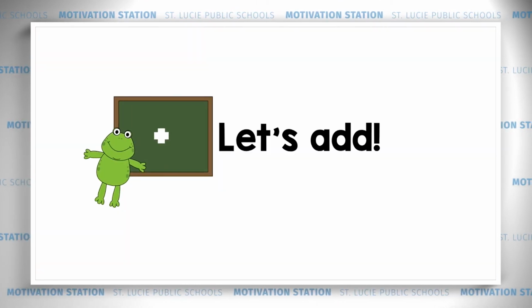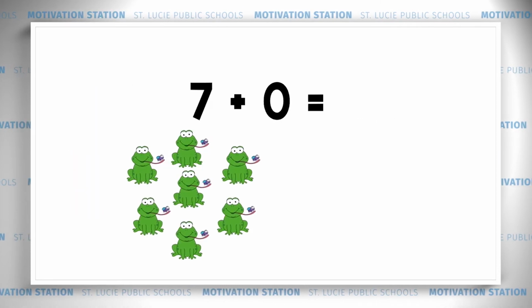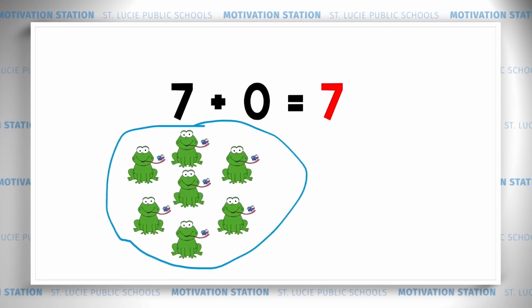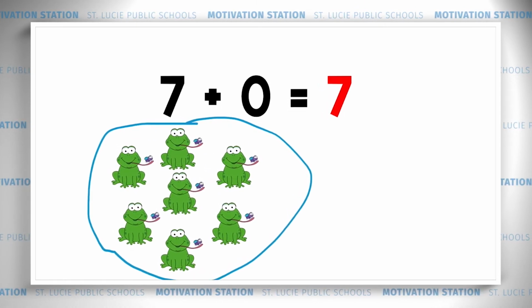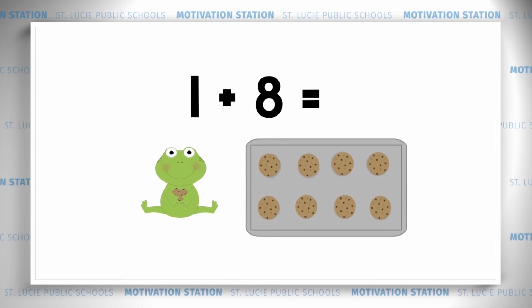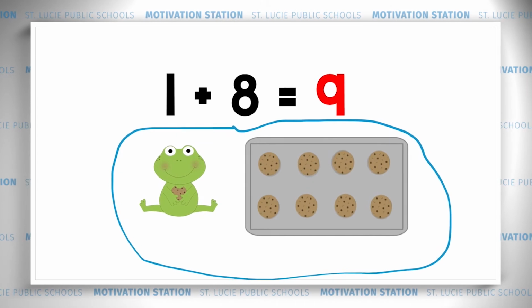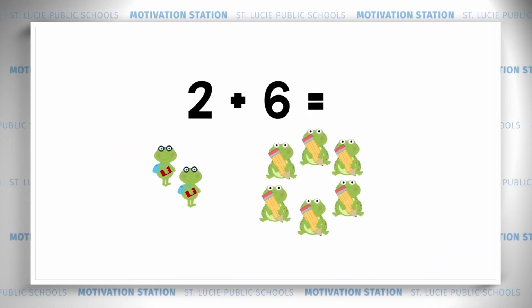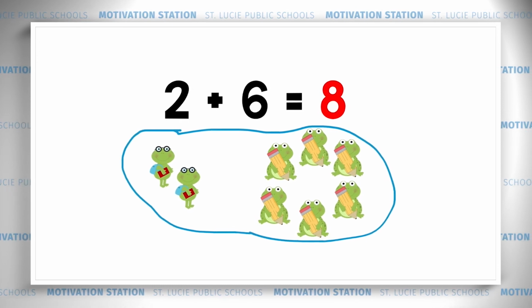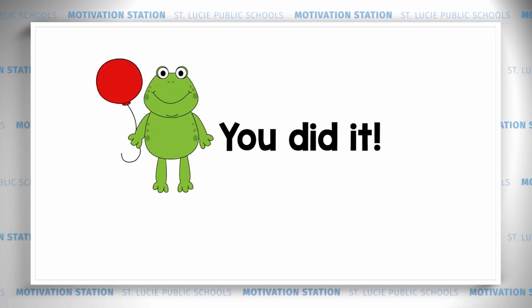All right, friends, let's add. There are 7 frogs and then 0 frogs jump on the log. How many? You're right, 7. A frog eats 1 cookie and then he eats 8 more. How many did he eat? 9, you're right. 2 frogs go to school, then 6 frogs go to school. There's 8 altogether. You did it!